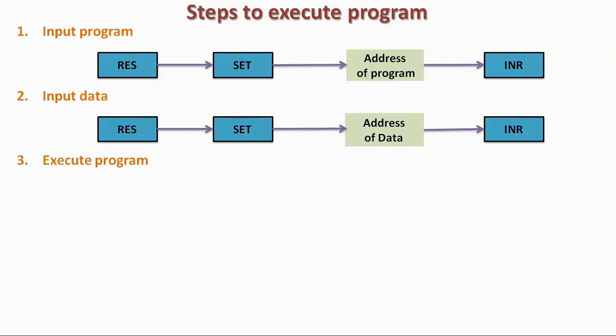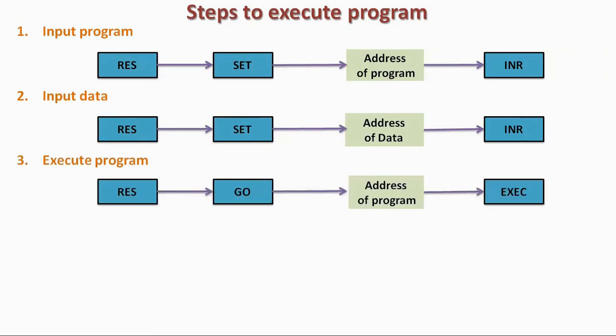Third is execute program. To execute a program, we'll use reset, go, address of a program, and then the execute button. After pressing the execute button, you'll get a message on the display if your program is executed successfully. Now in the microprocessor kit, output will not be displayed directly on the screen. We have to check the locations of the output.